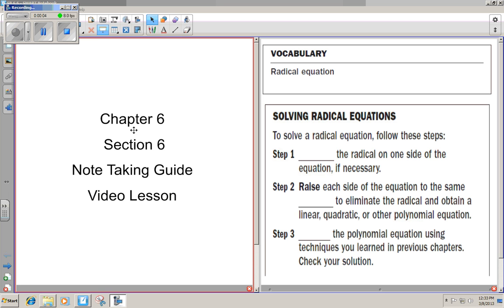Hi, welcome back to Chapter 6, Section 6. We're dealing with solving radical equations. To begin with, we need to know what a radical equation actually is.